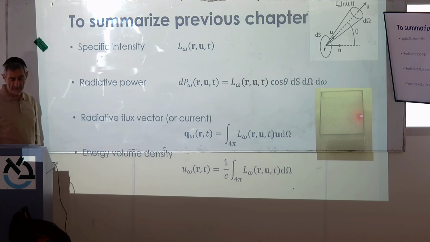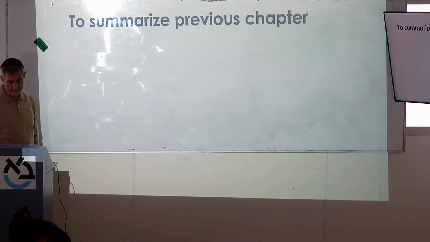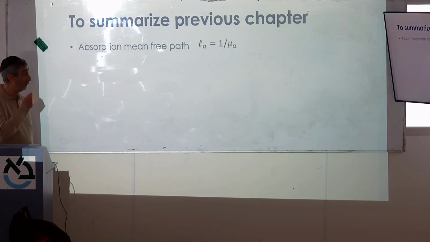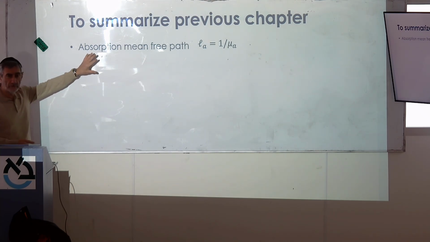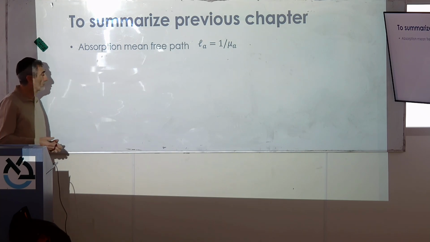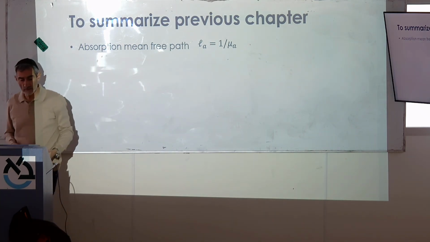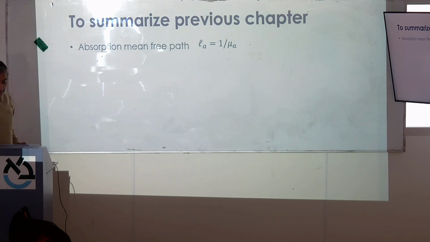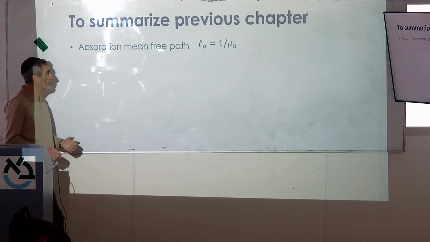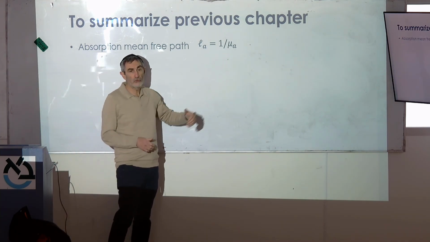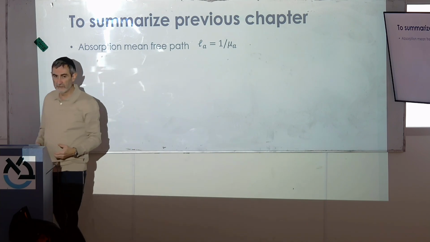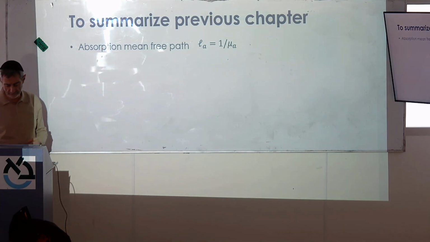So what do we do with that? We define a certain number of characteristic lengths. The first one is related to absorption. How much of the energy is absorbed is given by a characteristic length, which is the absorption mean free path, l_a, which is 1 over mu_a, where mu_a is the absorption coefficient. So this is absorption by the material itself.